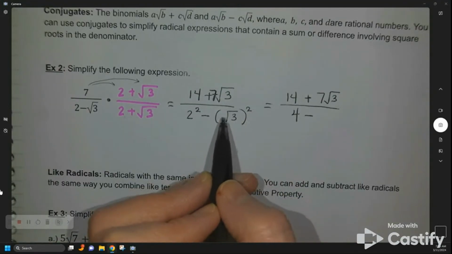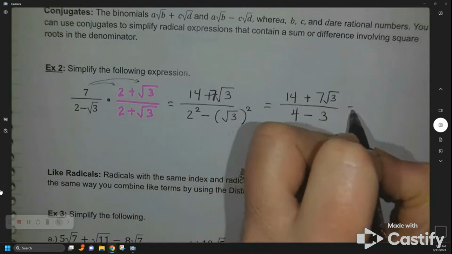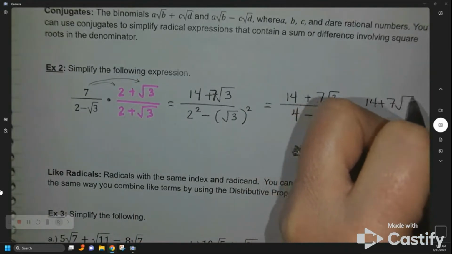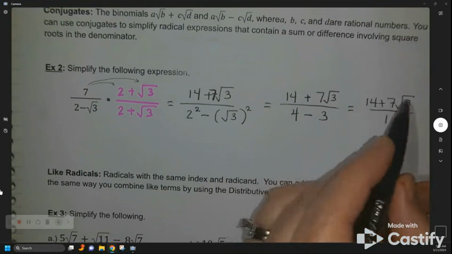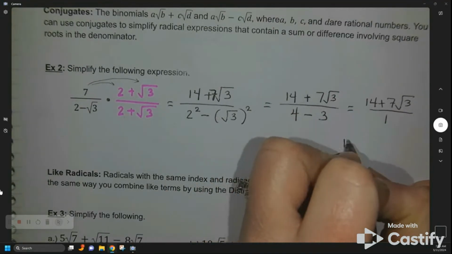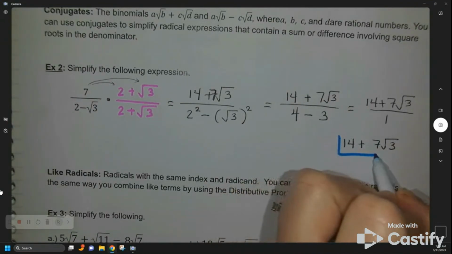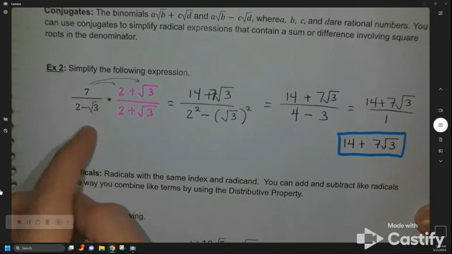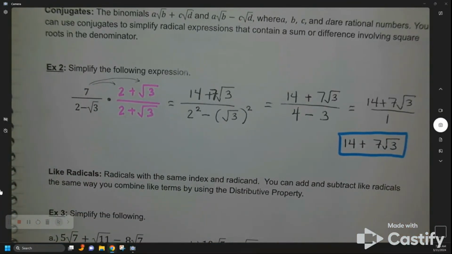Remember, squares undo square roots. So the square root of 3 squared is going to give us 3. Top's still the same, 14 plus 7 times the square root of 3. 4 minus 3 is 1. So if we want to write this in the most simplified version, of course, if I divide anything by 1, it remains the same. So 14 plus 7 times the square root of 3 would be our final answer for that one. So we have this complicated fraction at the beginning here with our radical in the bottom. Once we simplify, we no longer have a fraction, and we could just simplify from there.